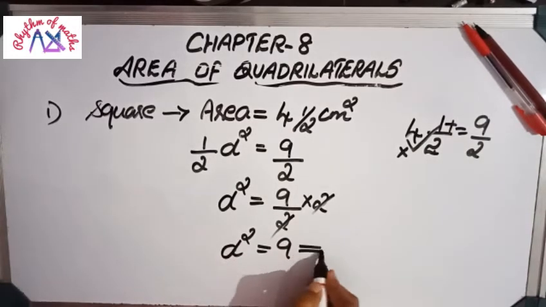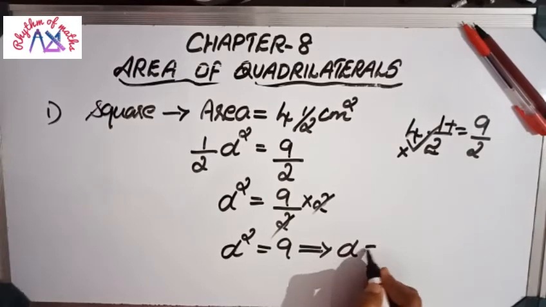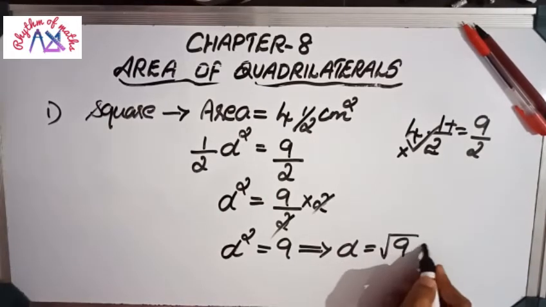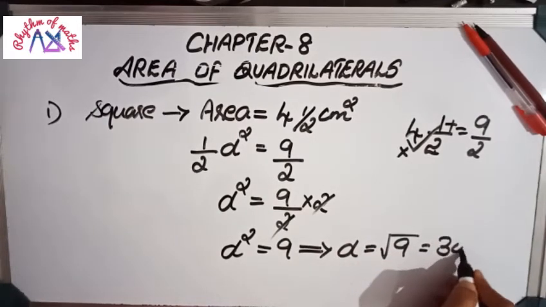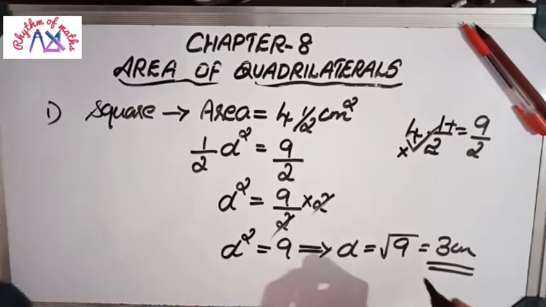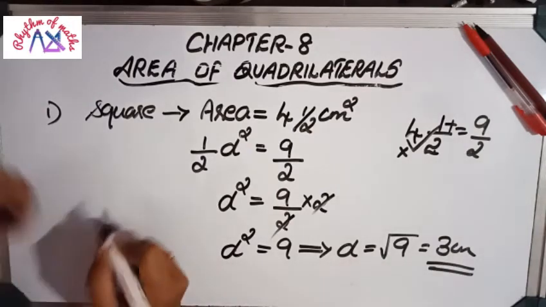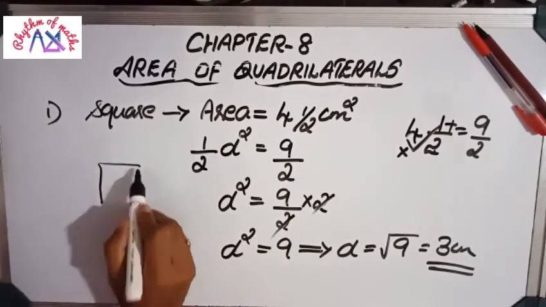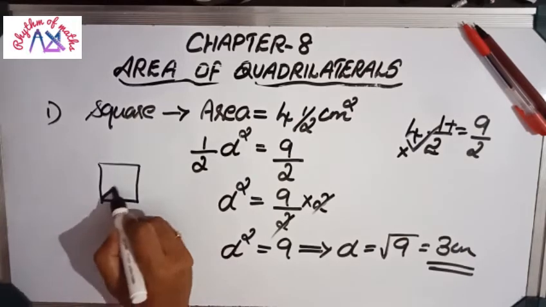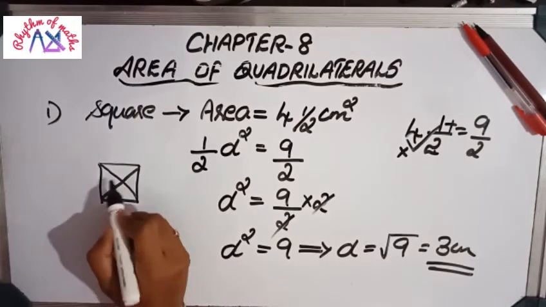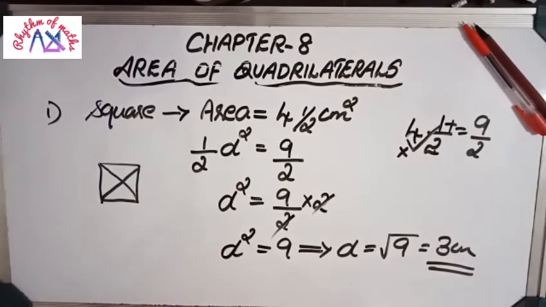That means d will be equal to what? D equal to root 9. That is, root 9 is 3 centimeter. Root 9 means 3 centimeter. So for the square, the diagonal is 3 centimeter. That means if we draw a square, both the diagonals, this diagonal and this diagonal, must be 3 centimeter each. Now let's check how to draw this figure.